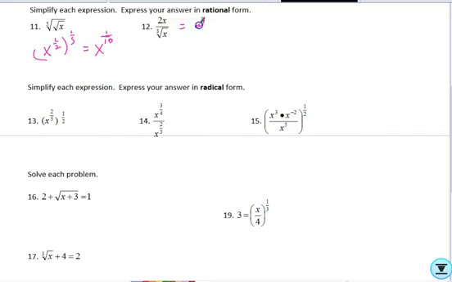Same thing in 12. This is 2x to the first, and then x to the 1/3. When you divide, we have to subtract exponents. Well, we need a common denominator. So that's 2/3. So we get 2, and then x to the 2/3. And I did not read the directions. It says express your answer in rational exponent form. Yes, I have a rational exponent. I'm done. Those are my answers.